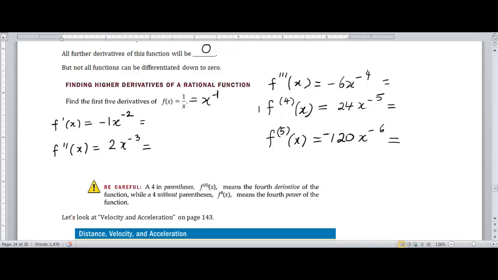Now I'm going to convert these. My original function does not have any negative exponents, so my answer should not have any negative exponents. That's the general rule of thumb. So I'm going to rewrite this as negative 1 over x squared, 2 over x cubed, negative 6 over x to the 4th, 24 over x to the 5th, and negative 120 over x to the 6th. If you keep going, the numbers in the numerator will get bigger, and the denominator will just keep increasing in power.